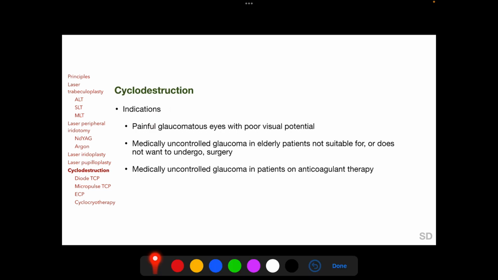Indications for cyclodestruction include painful glaucomatous eyes with poor visual potential, and this is very important to remember.